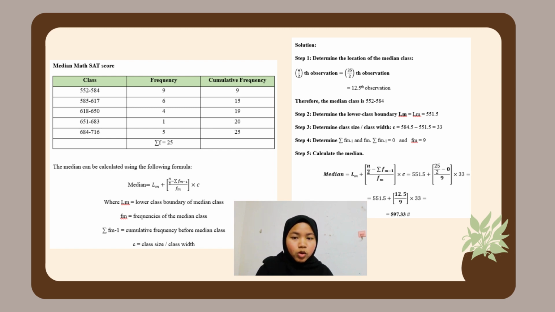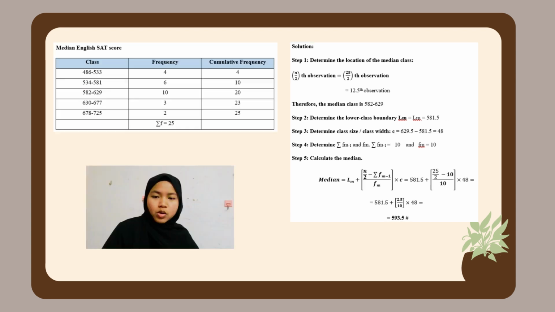So the solution, using the following formula given, I got 597.33 for the median math SAT score. While for the median English SAT score, I got 593.5.